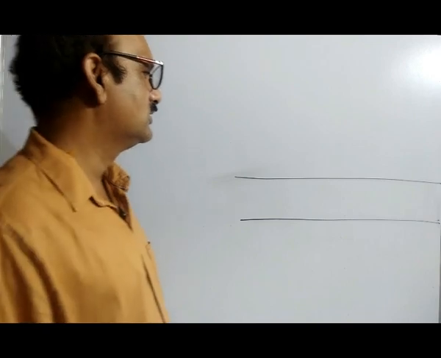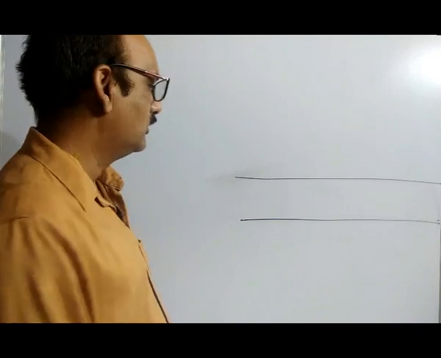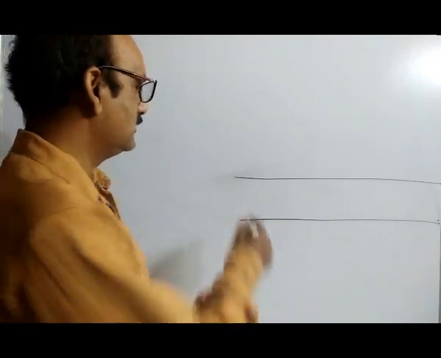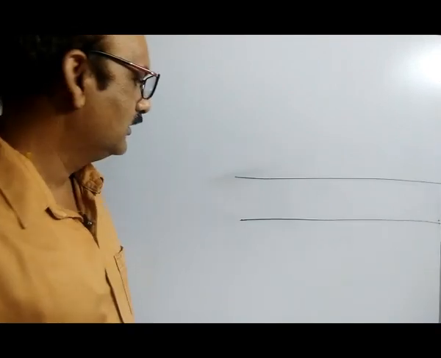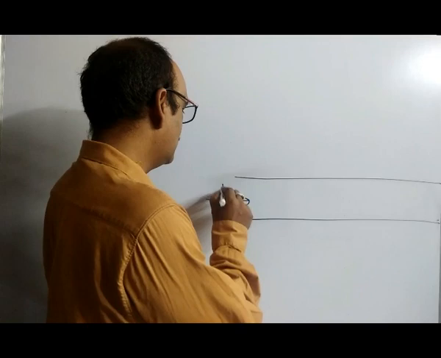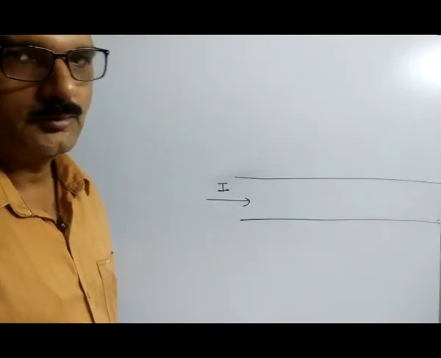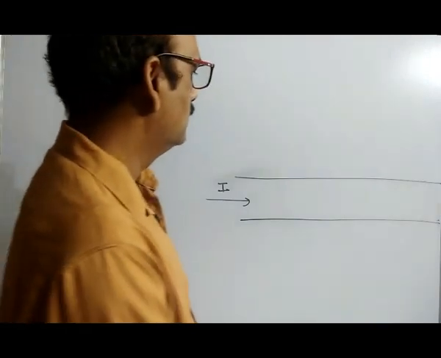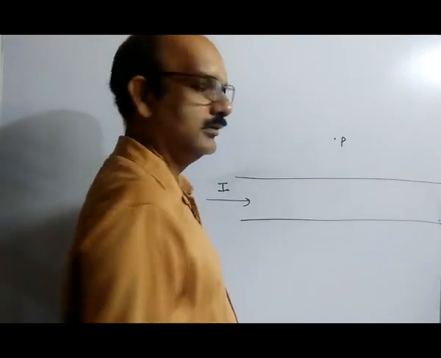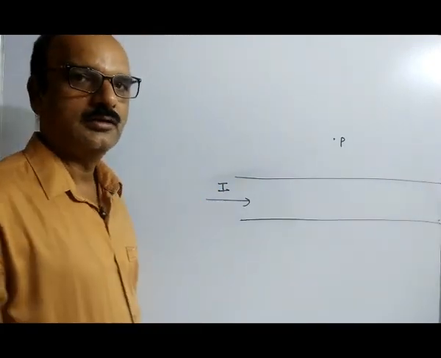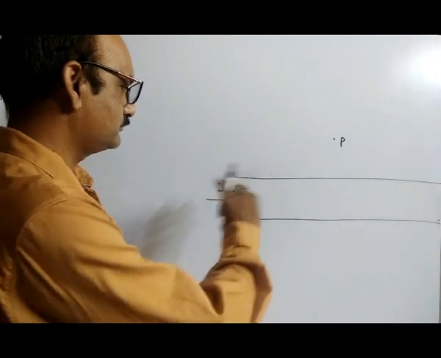Consider a long, straight current carrying conductor having circular cross section of radius a. मीन्स इसका जो क्रॉस सेक्शन है वो सर्कुलर है और उसका रेडियस a है. Let it be carrying current I which is uniformly distributed over the area. Now P is any point outside this conductor where I have to find the magnetic field due to this current carrying conductor.